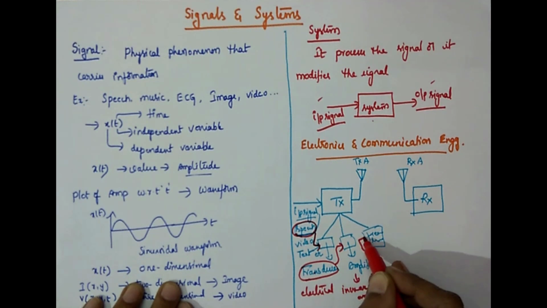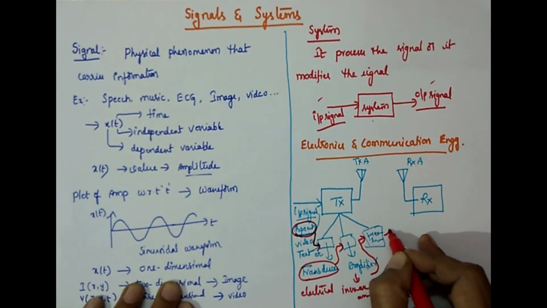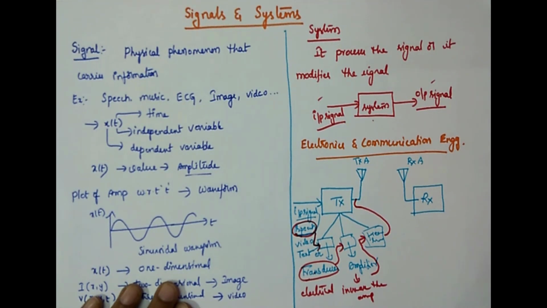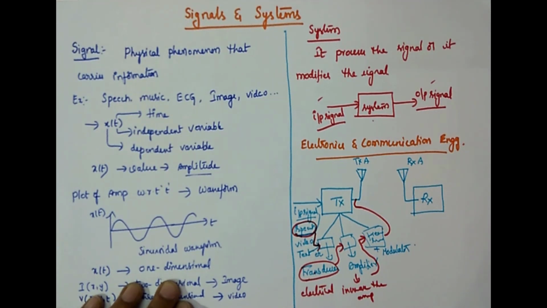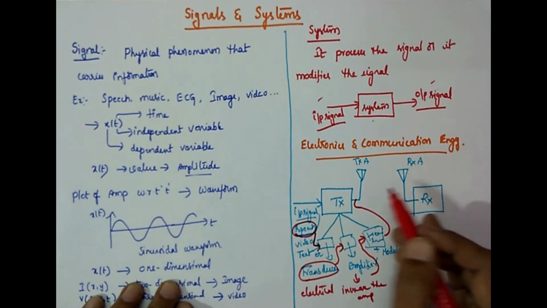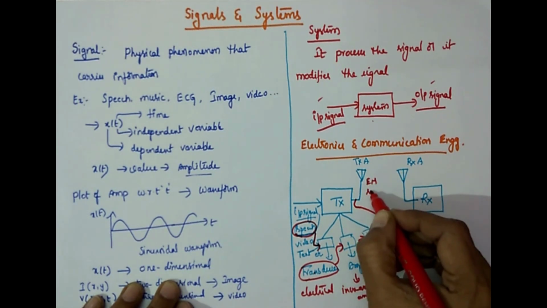Then that is given to the frequency selective network. It selects the required frequencies. That is given to the transmitting antenna. Here, not only is there a frequency selective network, we have a modulator also. After the modulation and frequency selection, that signal is given to the transmitting antenna. Now this transmitting antenna will convert the electrical signal into an electromagnetic signal.